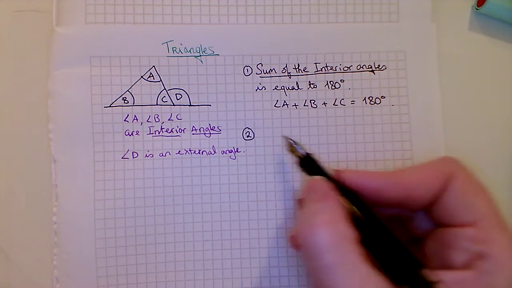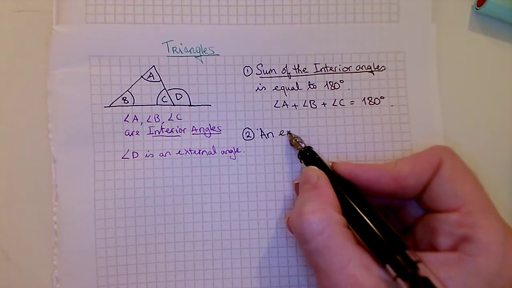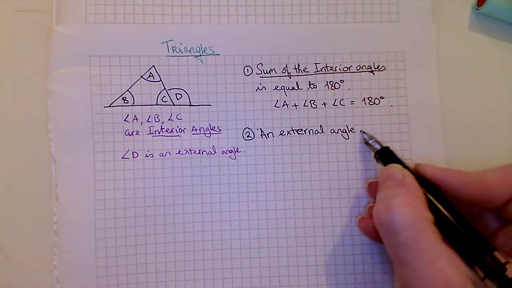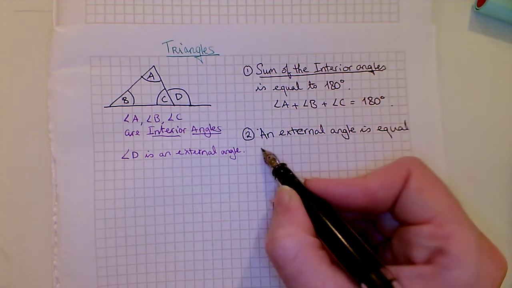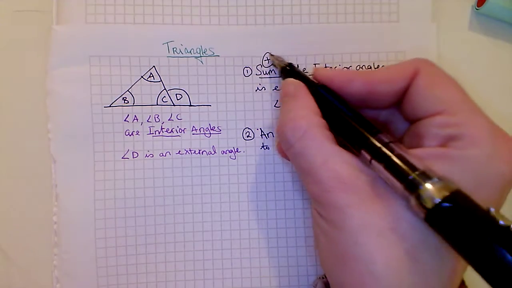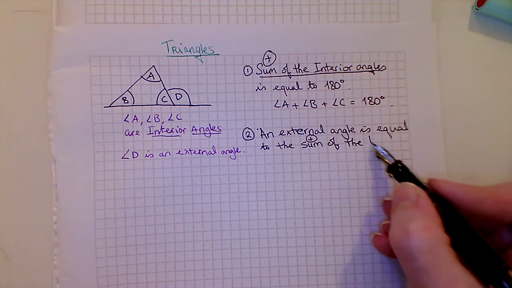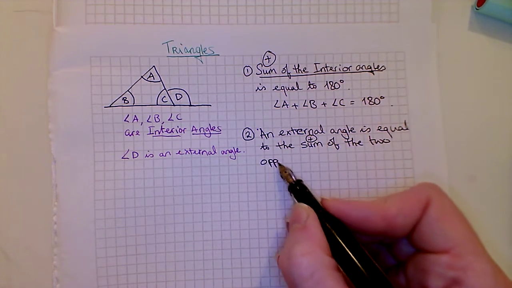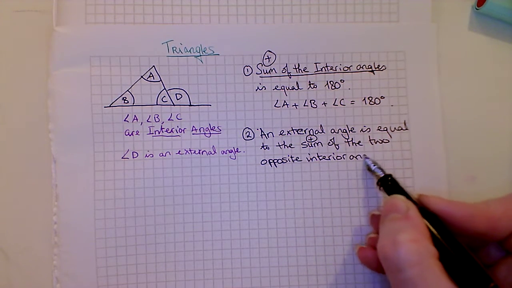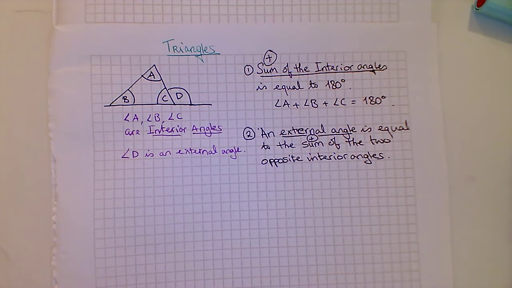The second property of triangles is that an external angle is equal to the sum of, sum means add, the two, not all three of them, but the two opposite interior angles. So this is our external angle theorem. That's really important as well.